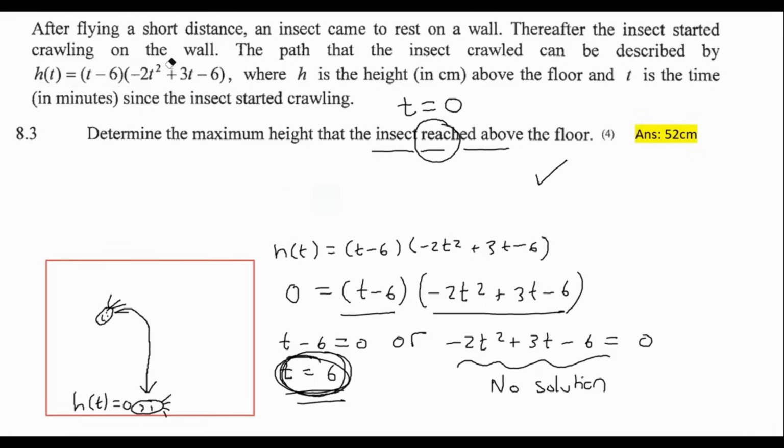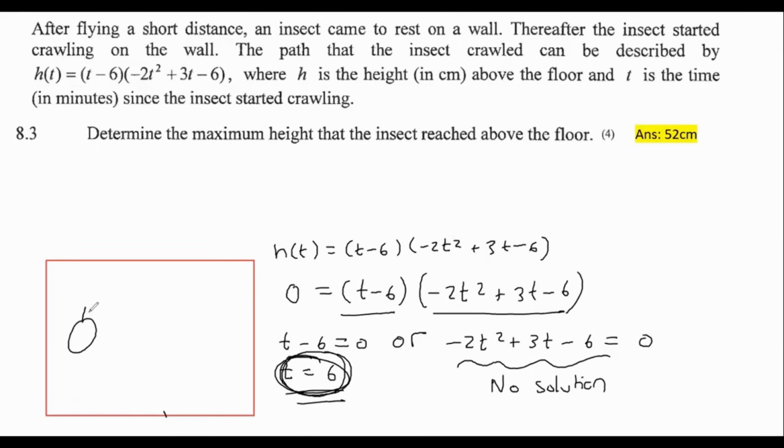All right. This question says, determine the maximum height that the insect reached above the floor. Now, guys, remember that this insect can follow any specific path that it wants. It can go like this. It can go like this. It can go backwards again. It can go up. It can go down. But technically, it wouldn't be a function if it did that. But let's say it does something like this.